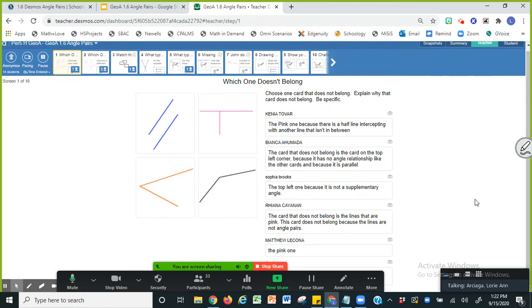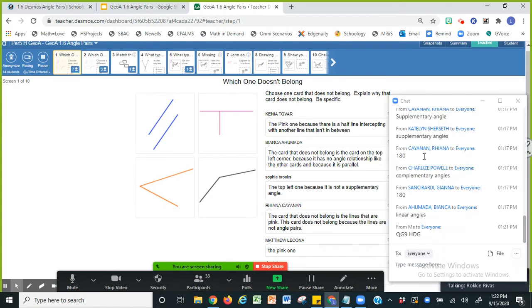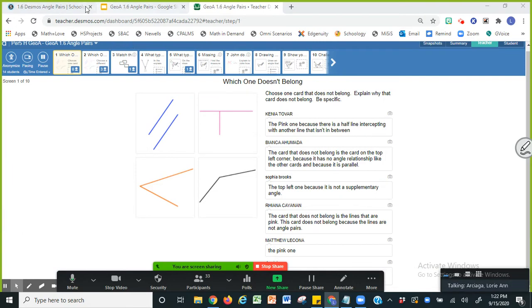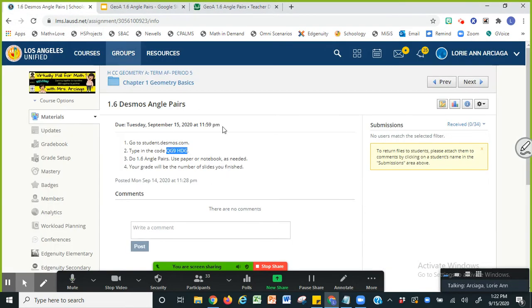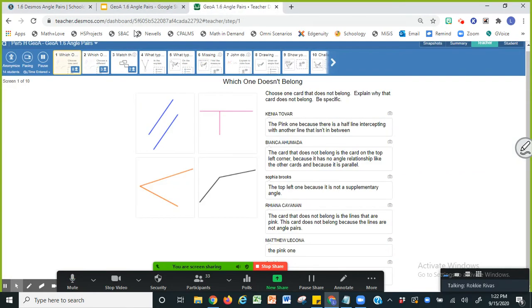Arciaga? Yes, honey. I'm a little confused. I joined the class. What are we supposed to do? Okay, give me 1 sec. So can you open this in Schoology, honey? Did you see this one in Schoology? Yeah. Okay. And then did you go to student.desmos.com? Yeah, I joined the class already. I'm just confused. What do we do after we join it?